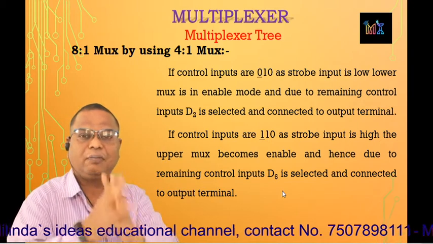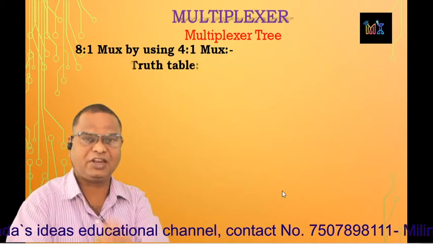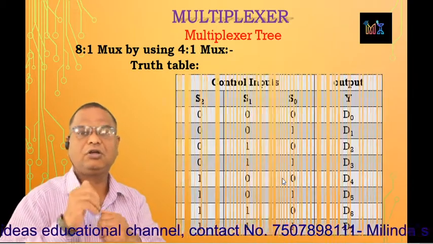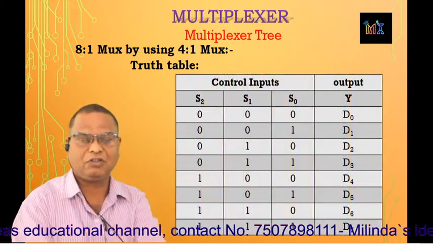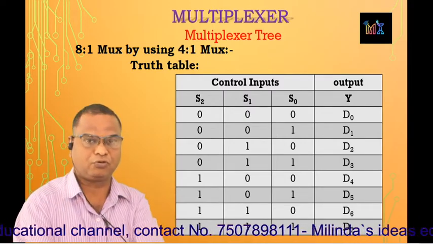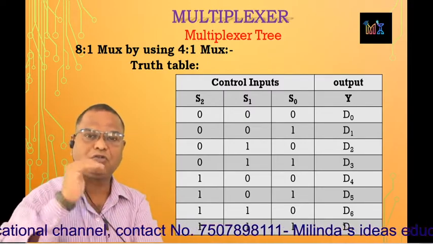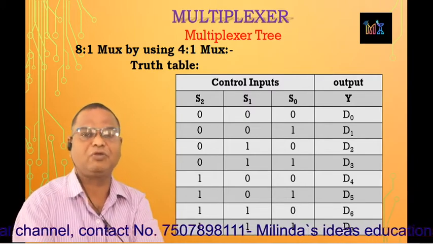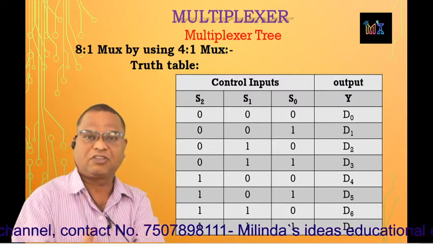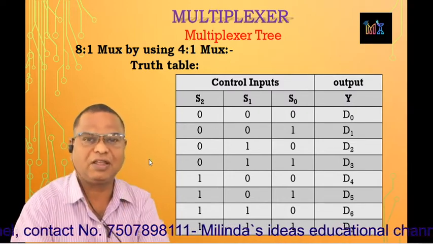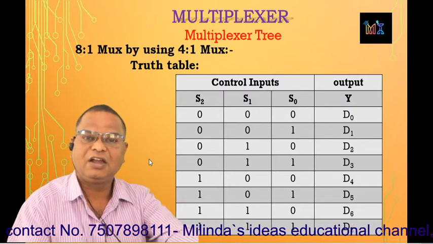So that is the multiplexer tree, or multiplexing tree. By using the strobe input, we can convert the multiplexer to accept more inputs. In this case, we converted the 4:1 mux into an 8:1 mux. Similarly, 8:1 can be converted to 16:1, and 16:1 can be converted to 32:1. So friends, that is the multiplexing tree.